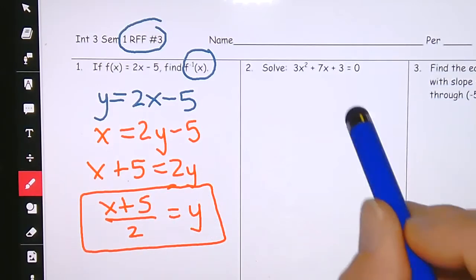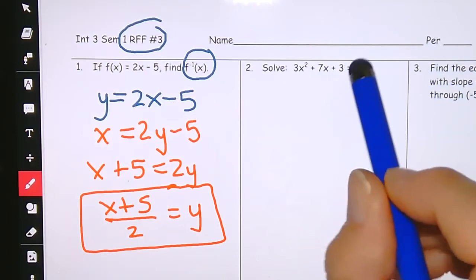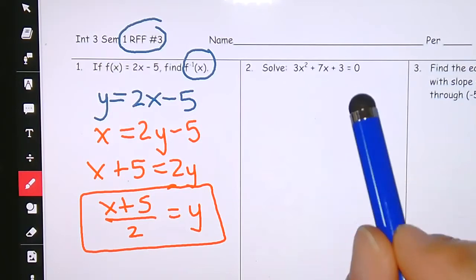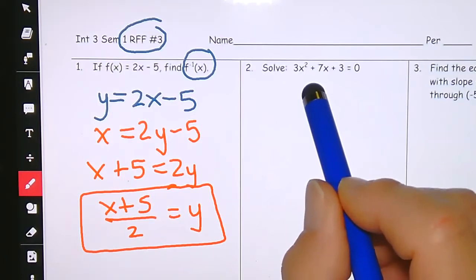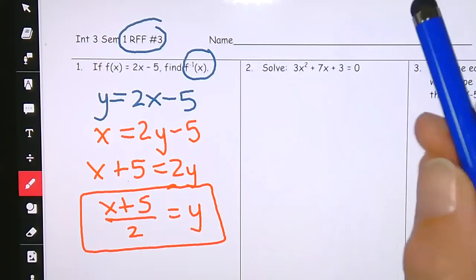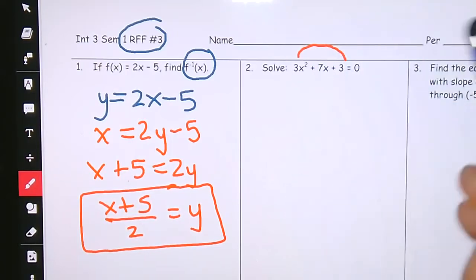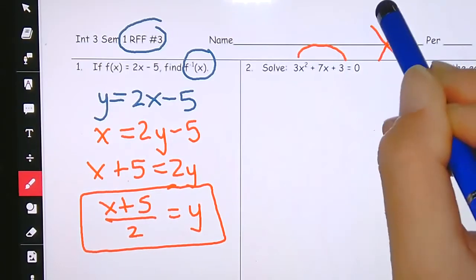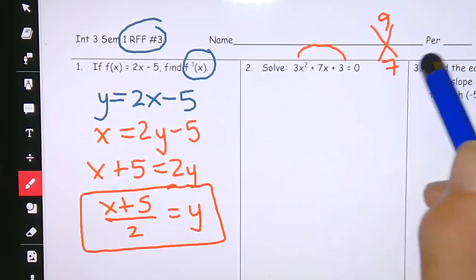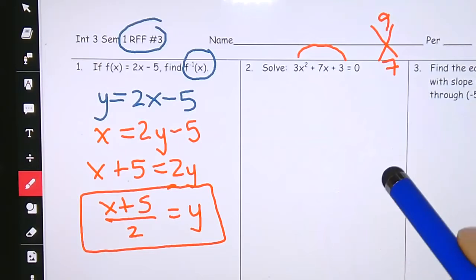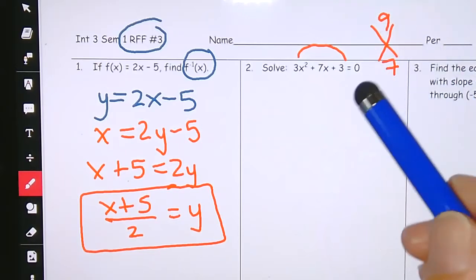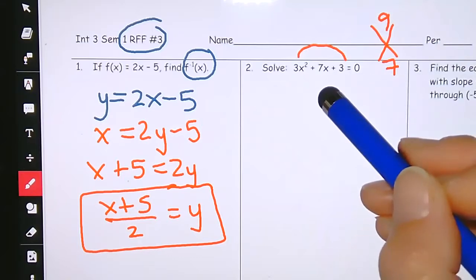On number 2, when you're doing a problem like this, it is a quadratic. Your choices are factoring and using the zero product property, completing the square, or the quadratic formula. If it's factorable, we could factor. Now, to check if it's factorable, if we multiply these two numbers together, which is a 9, and I look at my x, which is a 7, if I can think of something that multiplies to 9 and adds to 7, it's factorable. If I can't, then it's not going to be factorable. So my next idea would be completing the square or the quadratic formula.